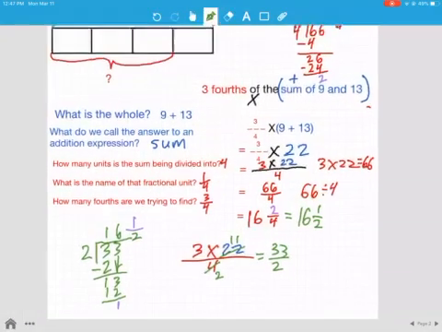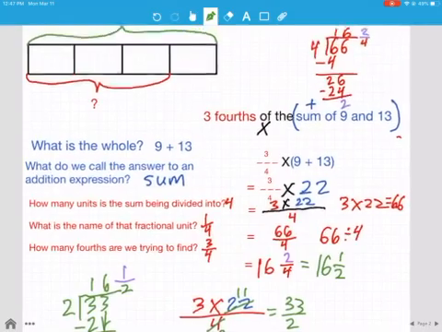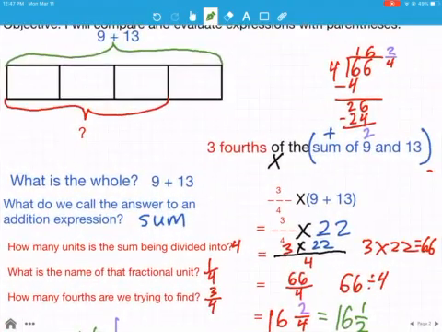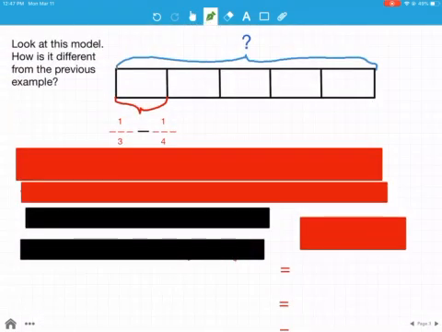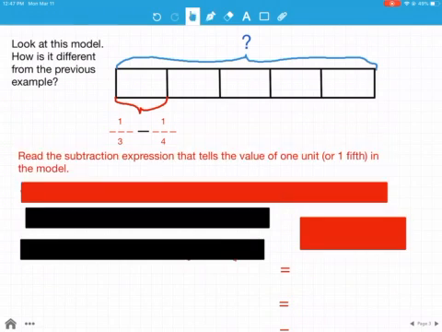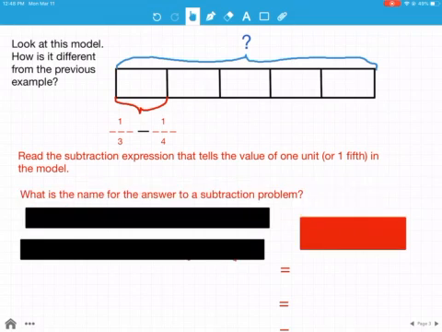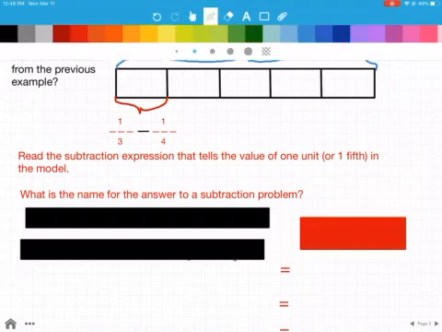All right. So the biggest problem you're having is understanding how to write the problem. When it says the sum of, put that together, or the product of, put that together. So here's another problem. This is the one straight out of what we did today. All right. This subtraction expression that tells the value of 1 unit is 1/3 minus 1/4. What is the name of the answer to a subtraction problem? The difference.